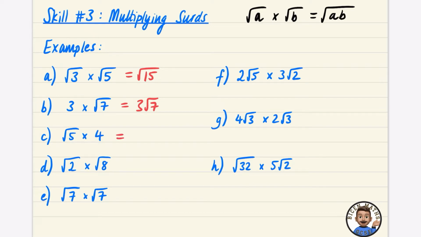If we do root 5 times 4, we wouldn't write root 5, 4, it just looks weird. We always want to finish off with the surd, so we would do the 4 first, and then the root 5.